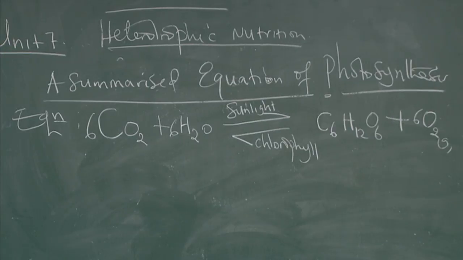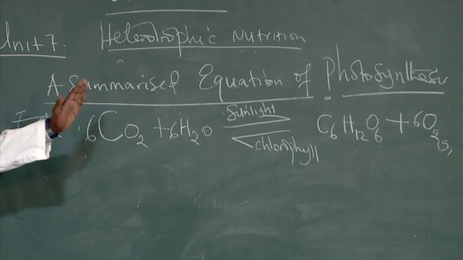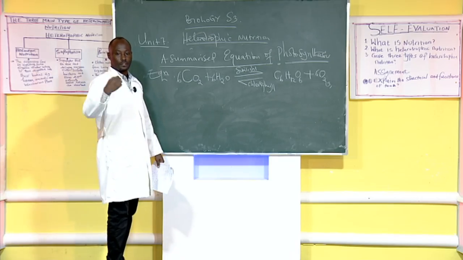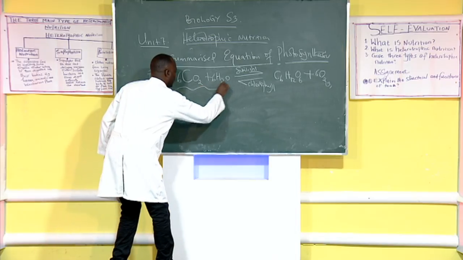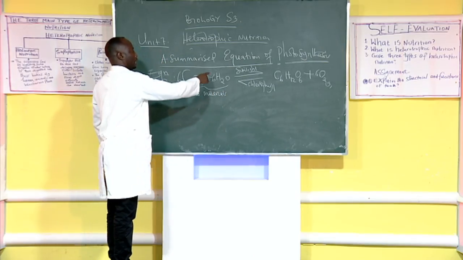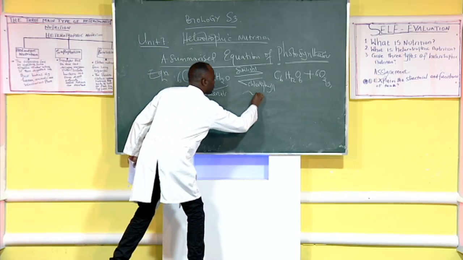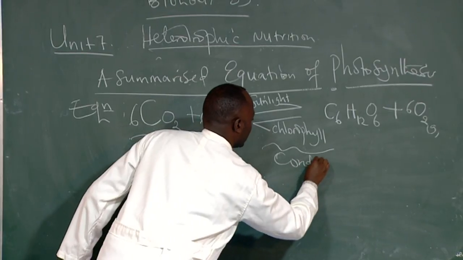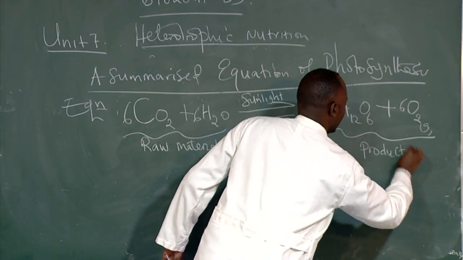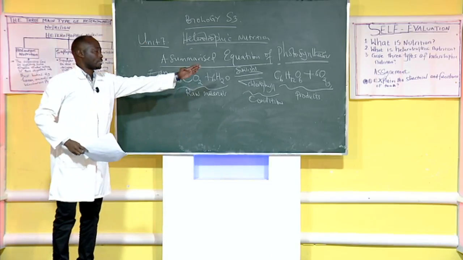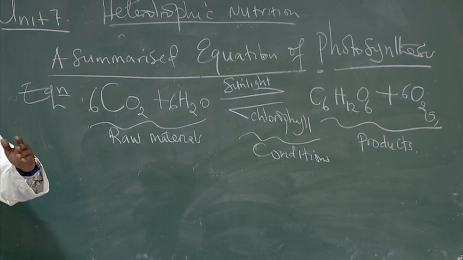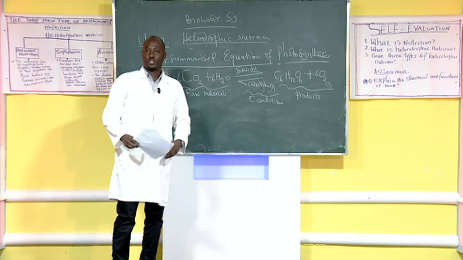Now, in that equation, what are the raw materials, what are the conditions, and what are the products of photosynthesis? The raw materials are carbon dioxide and water. These are the conditions. And these are the products. Students, what is the use of the oxygen produced by the plants? Nice. It is used in respiration.